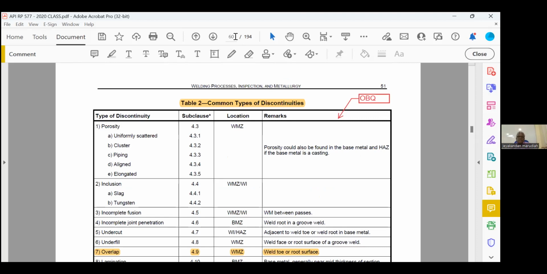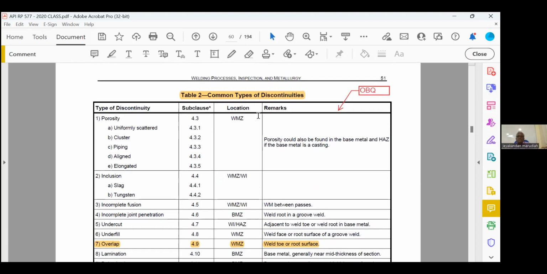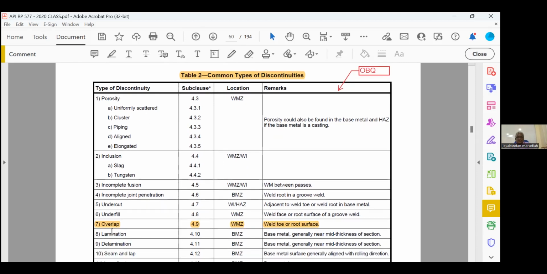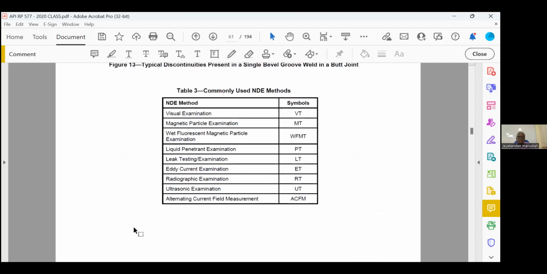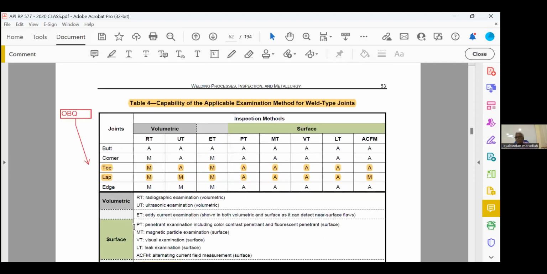So the first table is: what are the locations of the discontinuities? Mark it as open book. For example, this was asked in the exam: which discontinuity will occur at the weld toe or root surface at the weld metal zone? The answer is overlap. You have to refer to the table and answer it. But this is an older version. Recently, they are asking based on the type of joint only. So this table is very important.